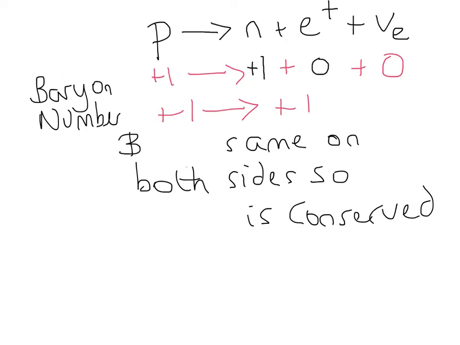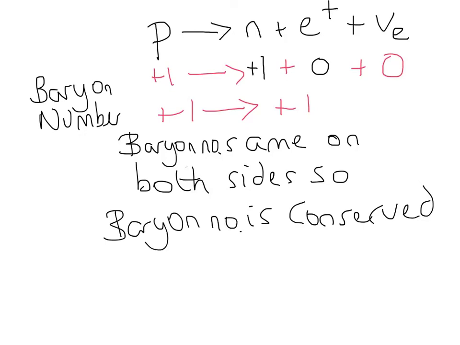So just like before, it's the same on both sides, so baryon number is conserved. And obviously we know that beta plus decay happens, so you'd expect the electron lepton number and the muon lepton number, the baryon number, and the charge and that sort of thing to all be conserved, because it can happen. If you prove that any of these things aren't conserved, then that means that that's a decay or an equation or interaction that can't actually happen.